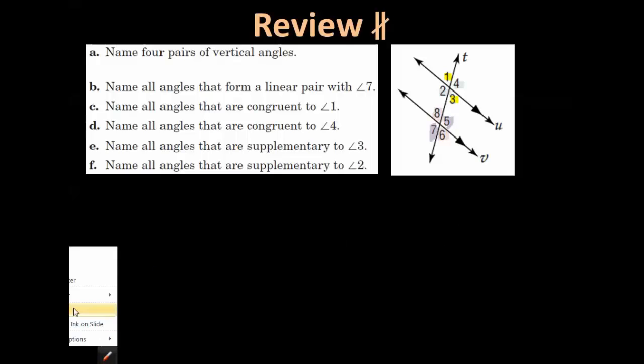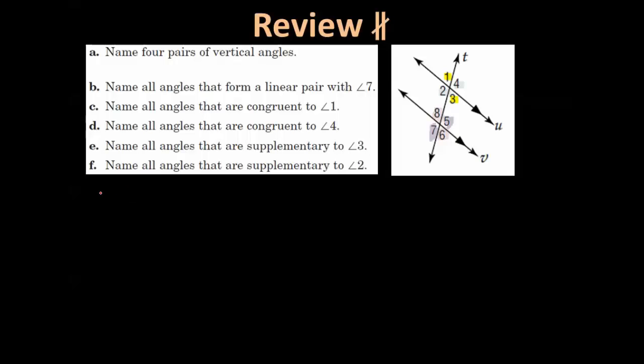Now then, the next step that it has us do, part B, it says name all angles that form a linear pair with angle 7. So that's going to be angles that are right next to angle 7. So part B, angle 7 linear pairs: angle 7 and angle 6 is a linear pair, and angle 7 and angle 8 are a linear pair.